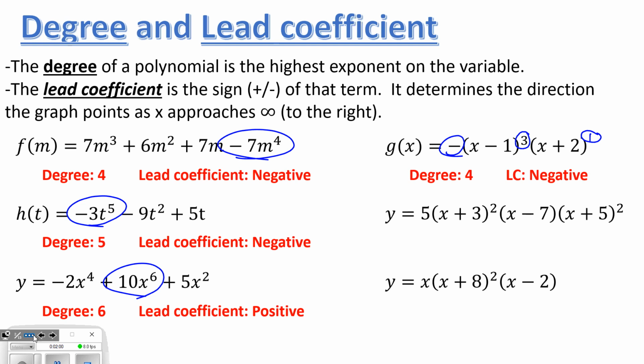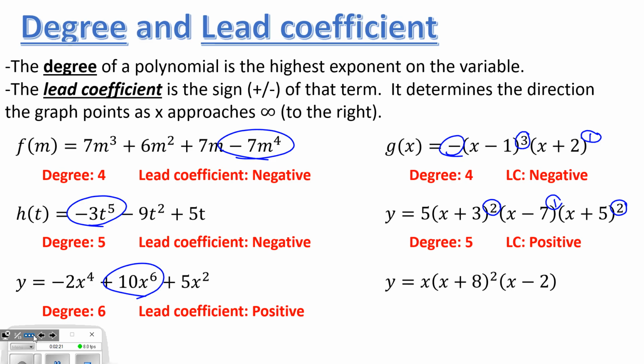Again, in this next one, look at all of those exponents. That's essentially an x squared. That's essentially an x to the first and another x squared. So that is a 2 times a 1 times a 2. But we're adding exponents when you multiply them together. So that is degree 5, and here the lead coefficient is positive, again, based on that 5 in front.